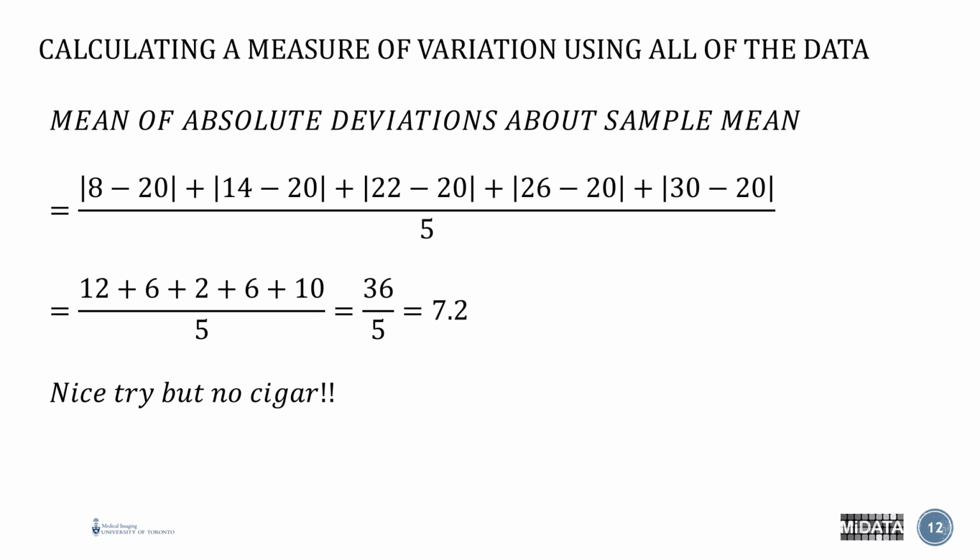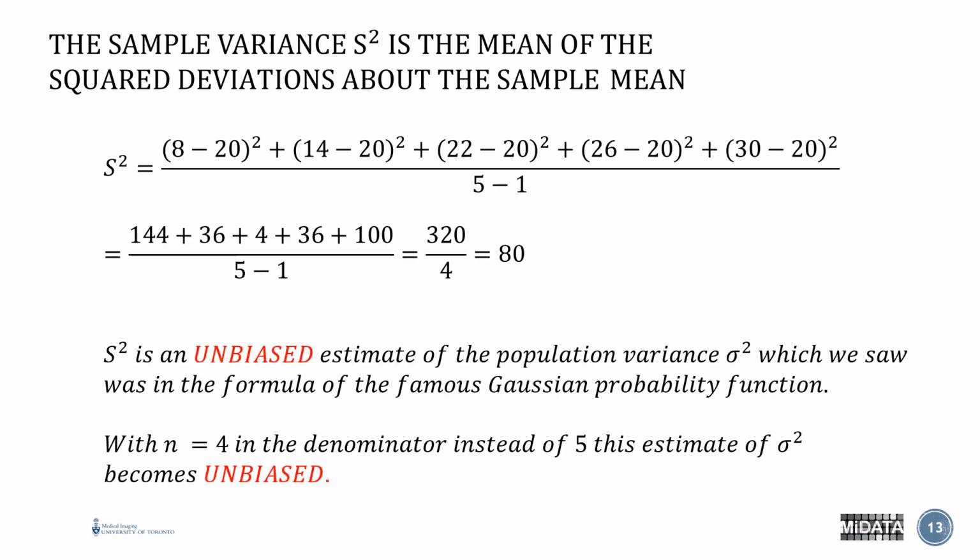How about if we were to take the mean of the absolute deviations about the sample mean? This way we're certain, or pretty certain, that we're not going to get 0 as an answer. Now I think we're getting close, but we're not quite there yet. Okay, how about if we take the mean of the squared deviations about the sample mean? Well, if we do that, we've got the formula for the sample variance.